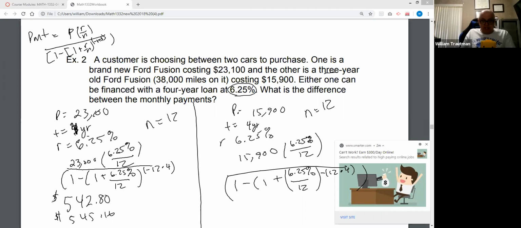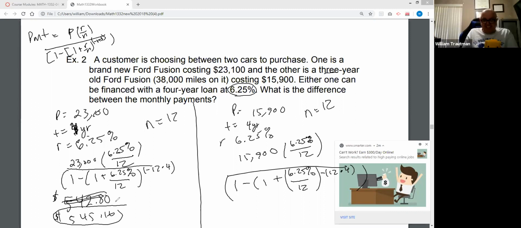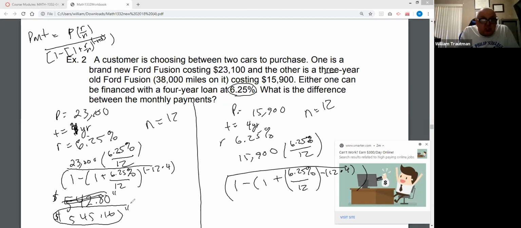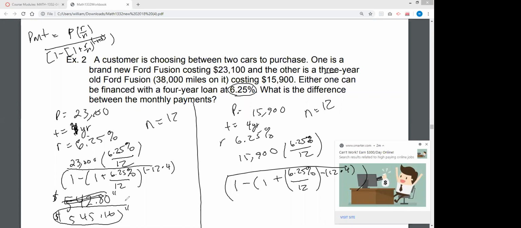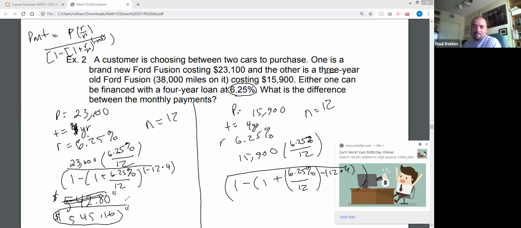Let me hit, is there an insert button? Yes. One. And hit enter. I still got an overflow. You got 545.16? So two people got this, and I got 542.80. So two people got this and two people got that. You've got to be the tiebreaker. Oh no, I can't type it in correctly.